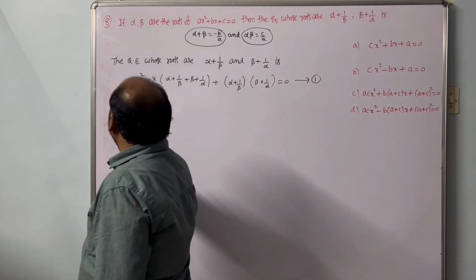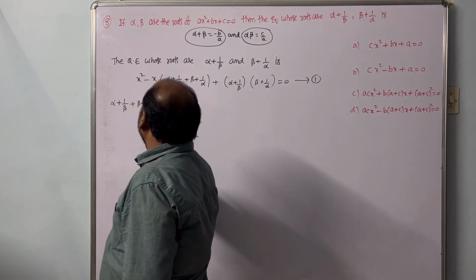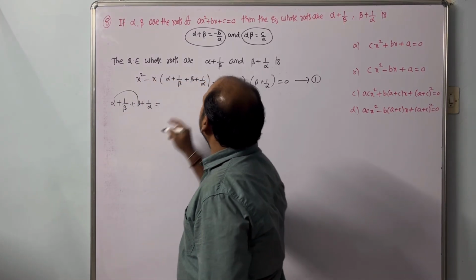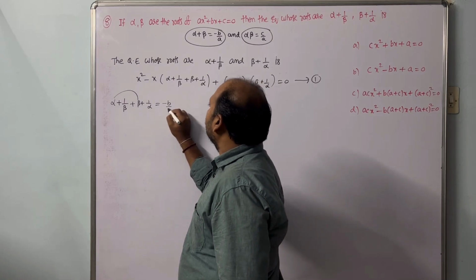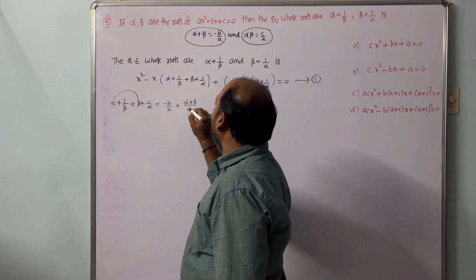So now alpha plus 1 by beta plus beta plus 1 by alpha equal to. So alpha plus beta, clearly it is there, minus b by a, plus 1 by alpha plus 1 by beta, taking LCM, alpha plus beta by alpha beta.